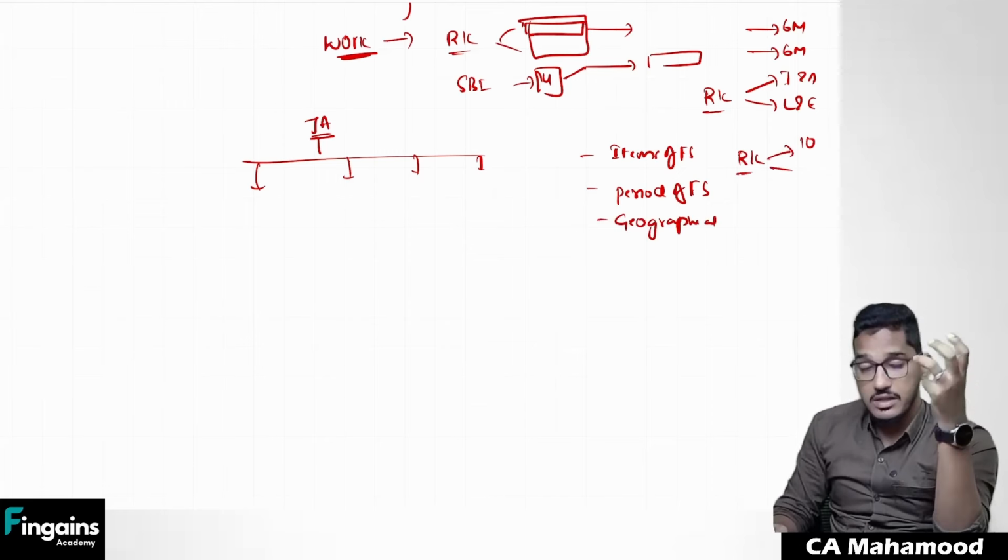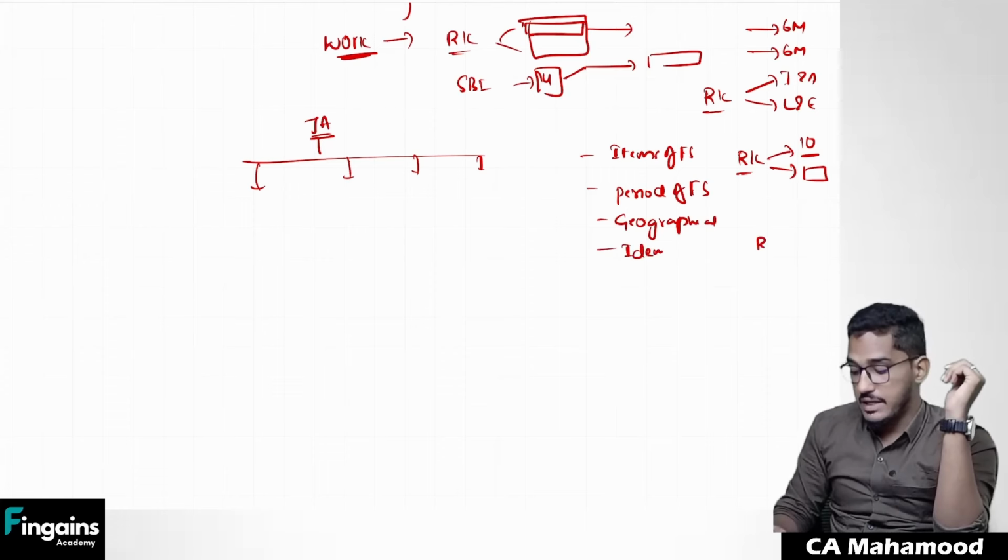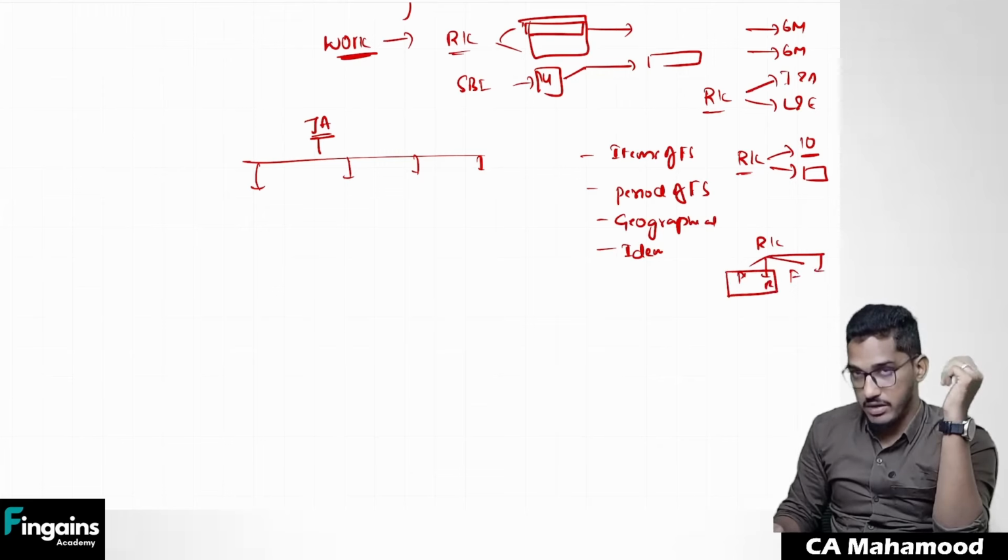And even work can be divided on the basis of identified units. Like Reliance is having multiple products, petroleum they have, retail, they have fashion segment, they have telecommunication. So one joint auditor is telling, I will look after petroleum and retail, other joint auditor is telling, I will look after fashion and telecommunication.